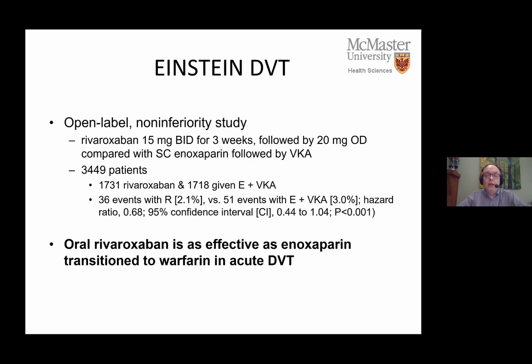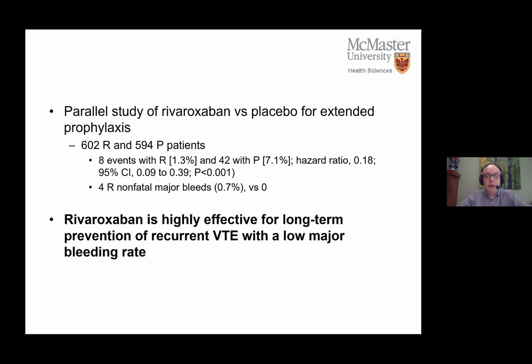And the bottom line was that there were 36 events with rivaroxaban, 51 events with enoxaparin plus vitamin K for a hazard ratio of 0.68, statistically significant at a p-value of 0.001. Confidence intervals did cross 1, but barely. But the bottom line was that oral rivaroxaban was as effective as enoxaparin transition to warfarin for patients with acute deep vein thrombosis. There was a parallel study after 6 months where patients were allocated to rivaroxaban versus placebo.